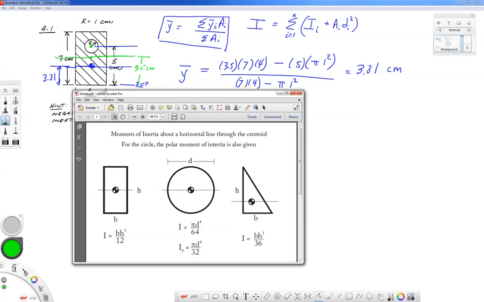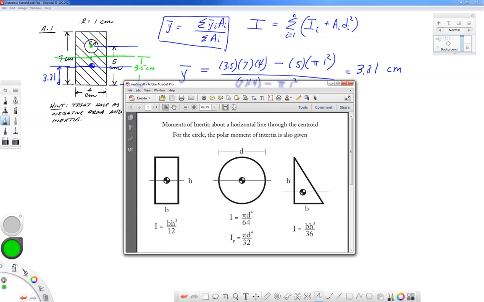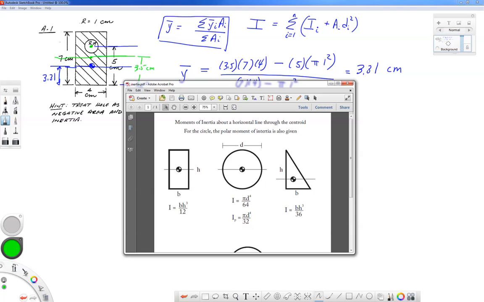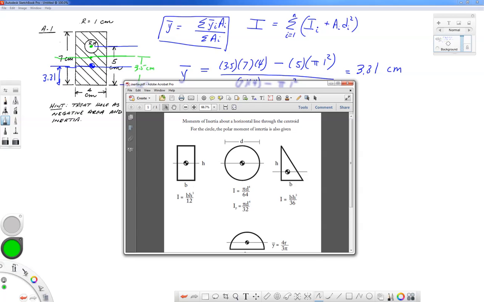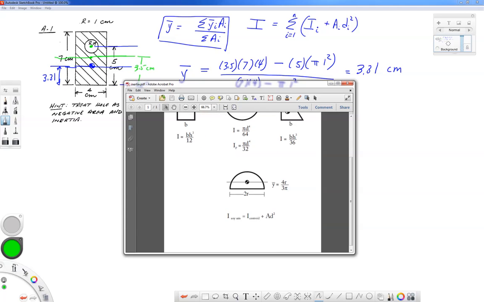Now, if you don't know that, on my website, I have this. It's often seen on back covers of books, but here's the moment of inertia of a rectangle about its horizontal axis. Here's the moment of inertia of a circle, and here's the moment of inertia of a triangle. I will give you this page on your exam 2, 3, and final exam. And down at the bottom is the parallel axis theorem.